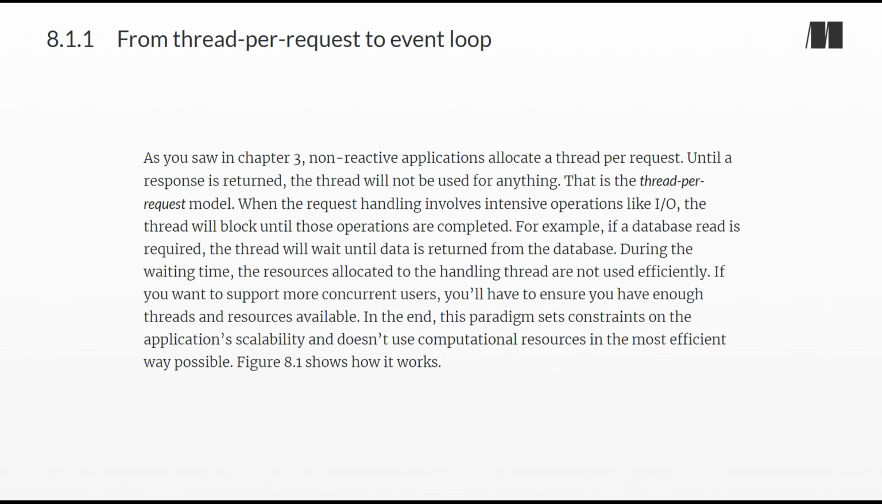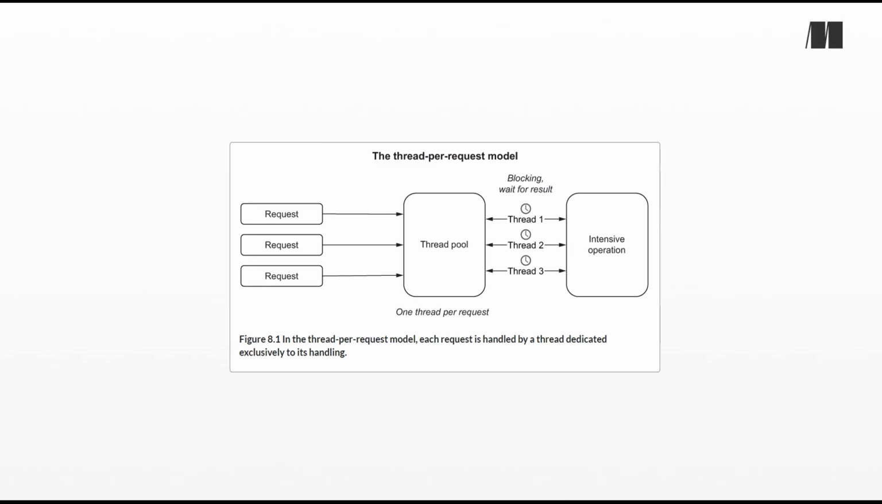During the waiting time, the resources allocated to the handling thread are not used efficiently. If you want to support more concurrent users, you'll have to ensure you have enough threads and resources available. In the end, this paradigm sets constraints on the application's scalability and doesn't use computational resources in the most efficient way possible. Figure 8.1 shows how it works. Figure 8.1. In the thread-per-request model, each request is handled by a thread dedicated exclusively to its handling.